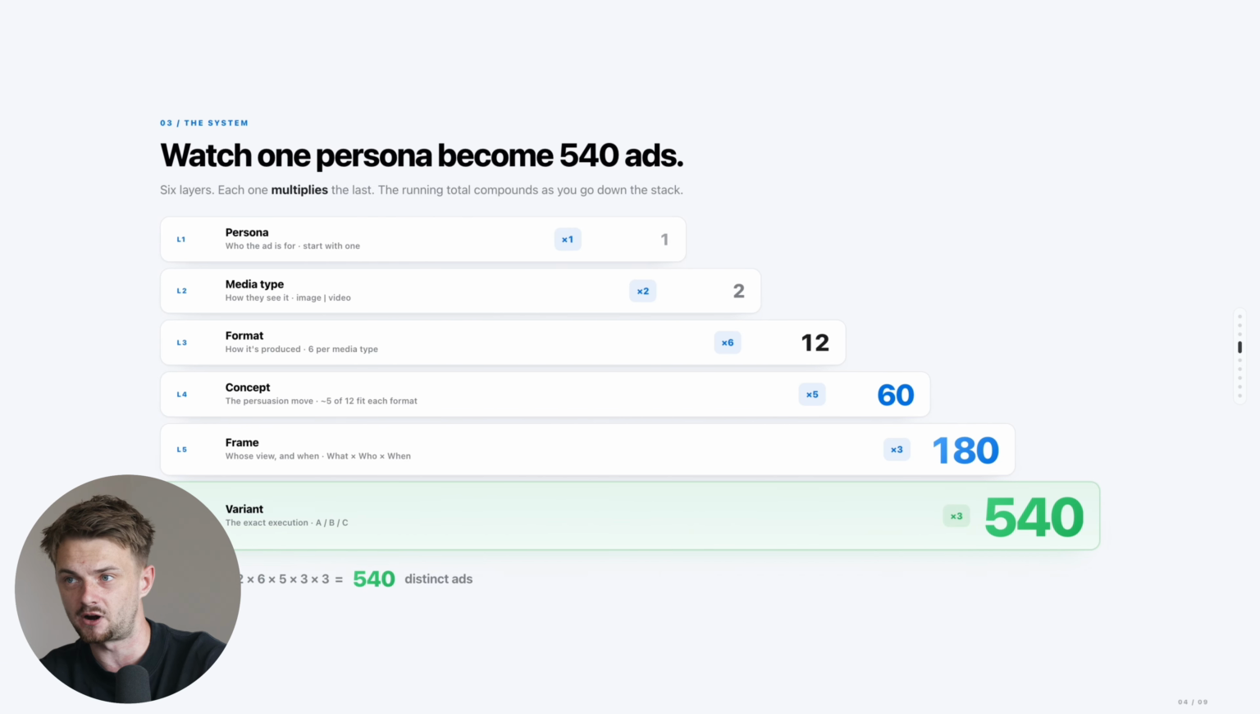Let's say you've got 3 variations of the way that you write the headline, of whether you put the pain point at the beginning of the headline, or you put the desire at the beginning of the headline, or there's just so many ways to package it up where you can very easily get a minimum of like 540 unique ads per persona.